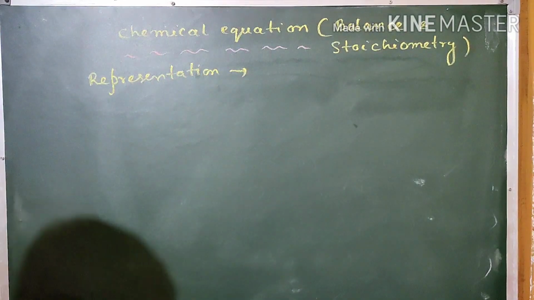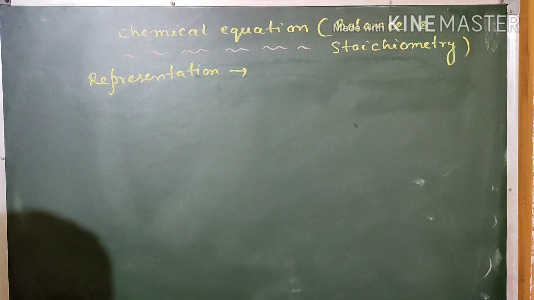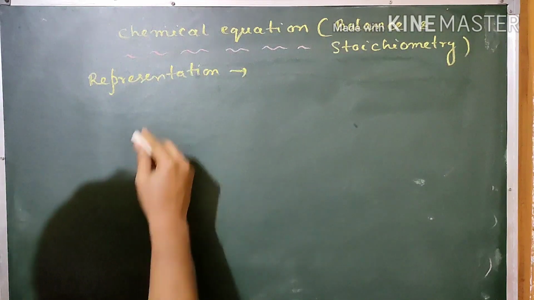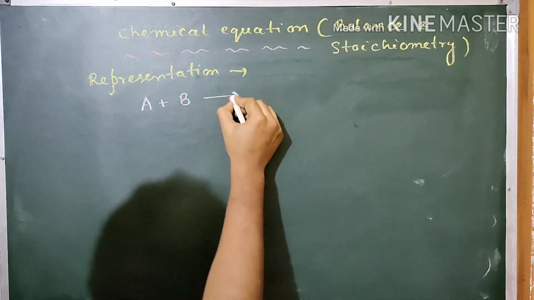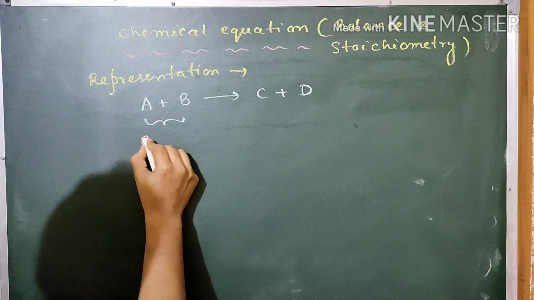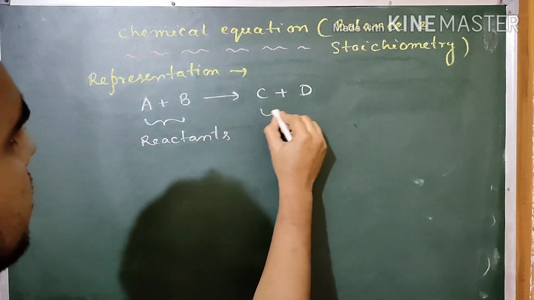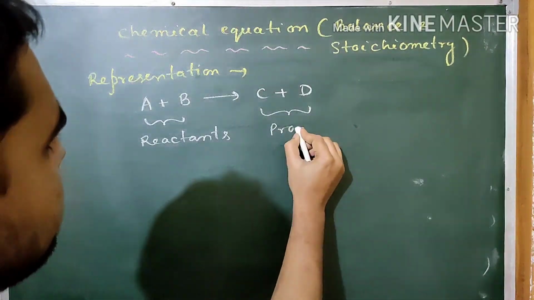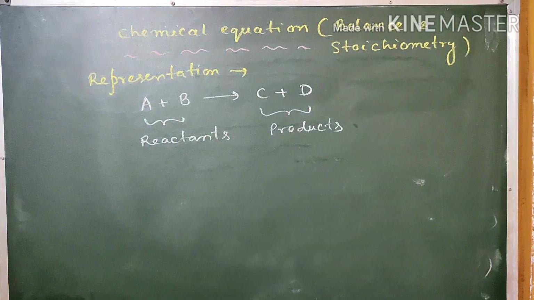Very simple. We all know that whatever is on the left hand side of a chemical equation is known as the reactant. So let me rewrite that. Suppose we are writing A plus B giving rise to C plus D. We all know that these are reactants, and these are products. So reactants and products we have mentioned.